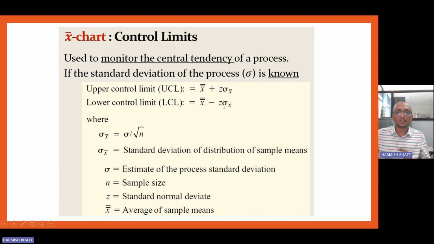Z can be considered the standard value, 3, and X bar. So if you put all these values in this equation, then you will have the upper limit and the lower limit. We will understand all these things with respect to the example.